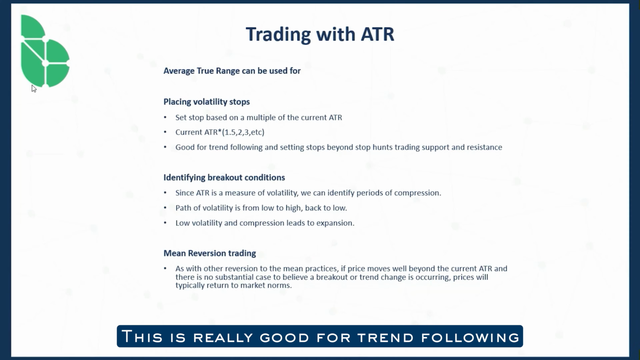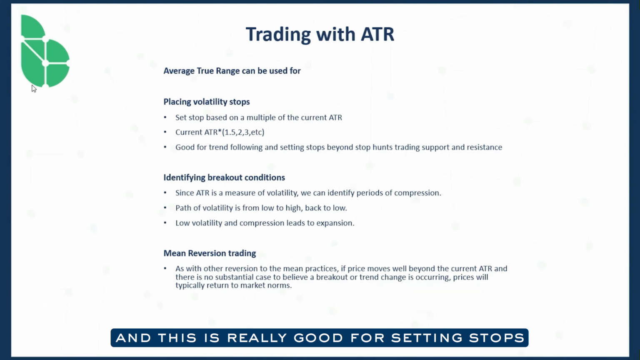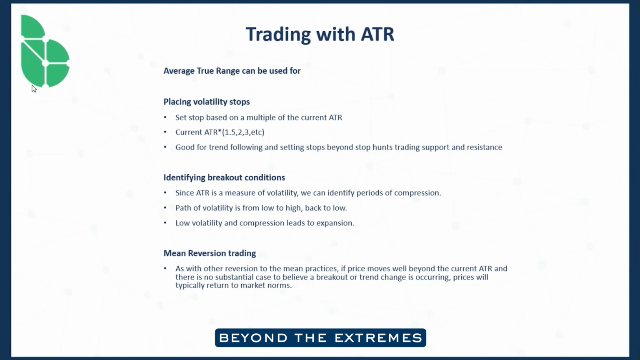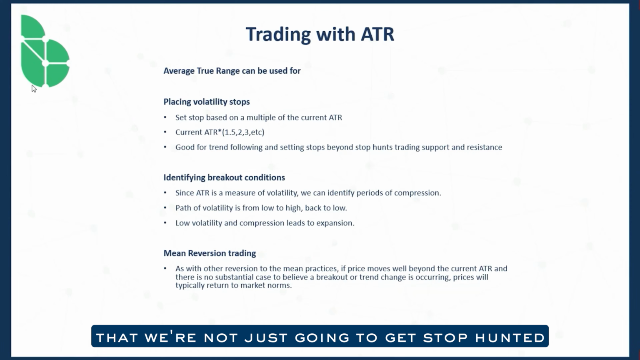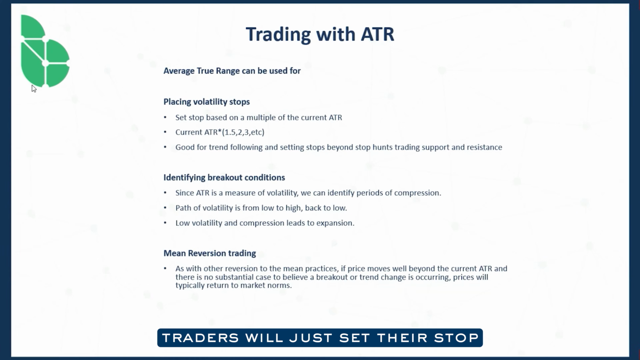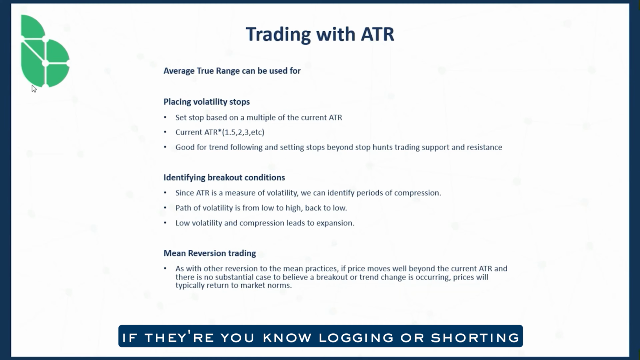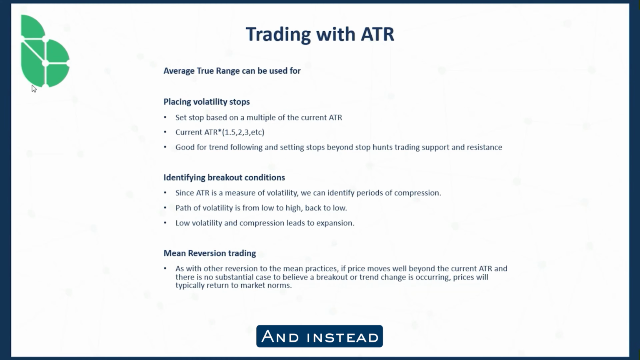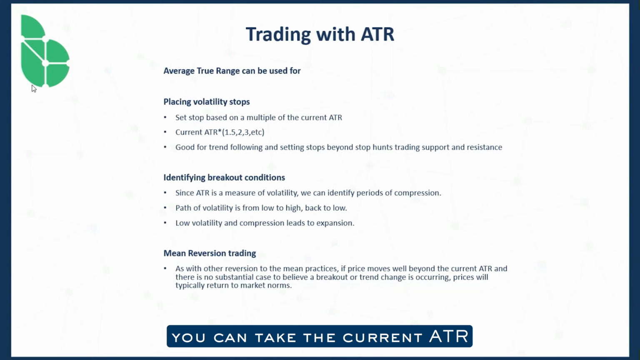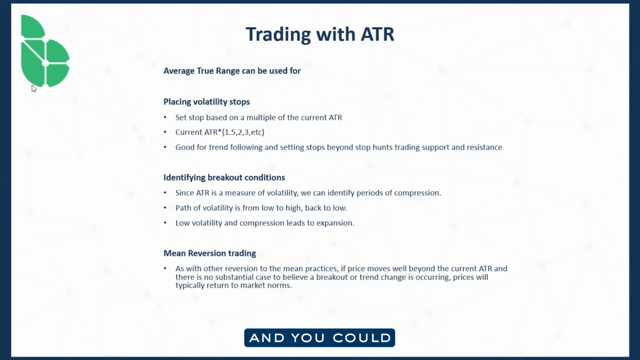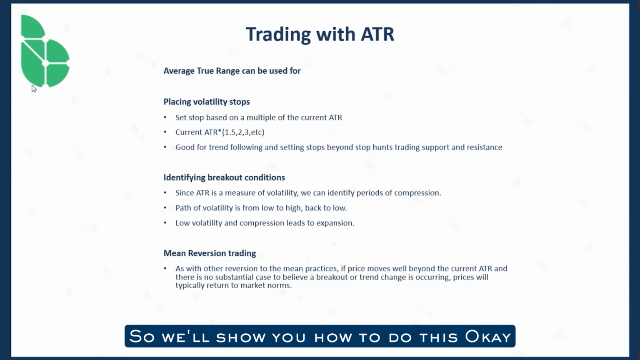This is really good for trend following, and really good for setting stops beyond the extremes within market structure to make sure that we're not just going to get stop hunted. A lot of the time traders will just set their stop below the last low, or above the last high if they're longing or shorting based on market structure. Instead, you can take the current ATR and incorporate that into the distance from that low or from that high. So we'll show you how to do this.